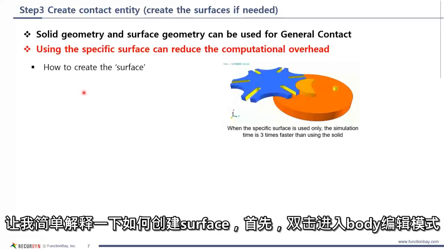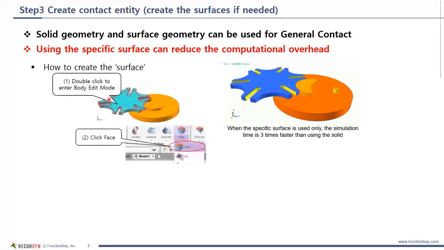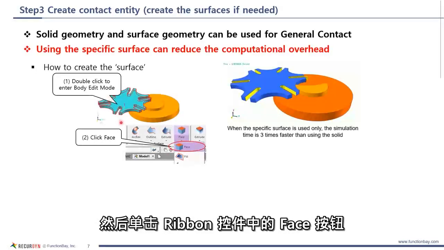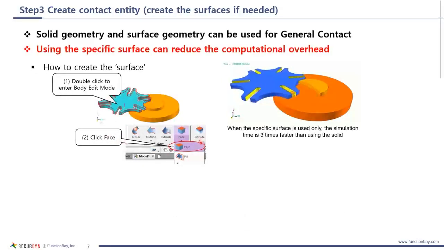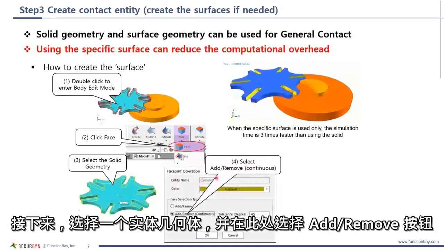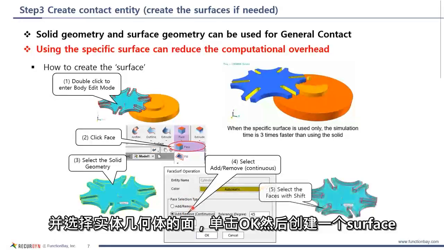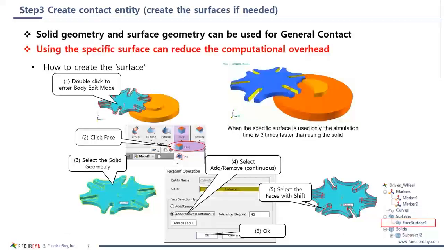Let me explain how to create the surface briefly. First, double-click to enter body edit mode. Then, click the Face button from the Ribbon Control. Next, select a solid geometry. And select the Add Remove button here. And select the faces of the solid geometry. Click OK, then a surface entity is created.